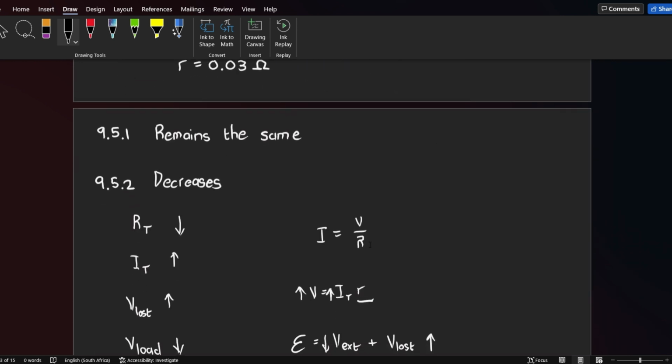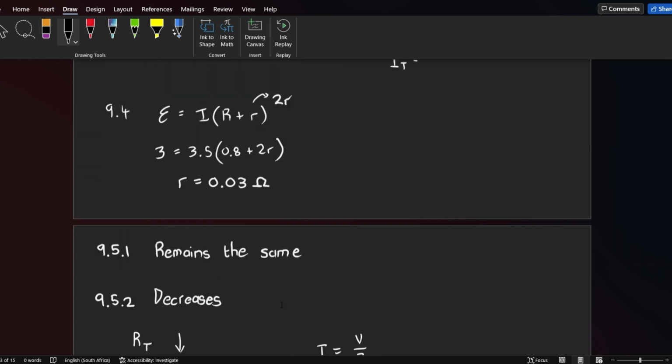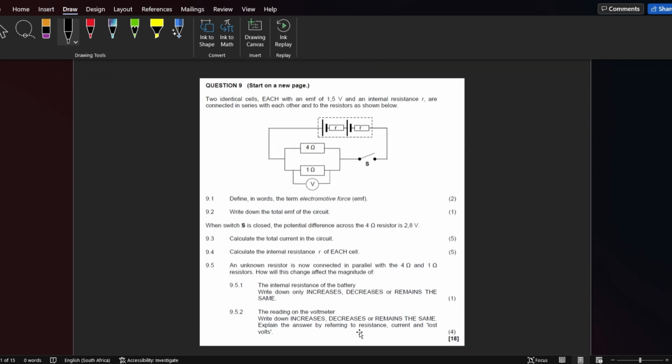And as I was going to mention, whenever they ask you to explain the effect of an increase or a decrease in either voltmeter reading or a current reading, you always follow this trend. So you describe the effect of adding a resistor, or the effect of the change that they made in the circuit, on the total resistance. You then describe the effect on the total current, and then you state the effect on the lost volts, and lastly you state the effect on the V load or the V external. Those are the same. So you always follow that convention, and they gave it to you here in that order, which actually made it a bit easy.